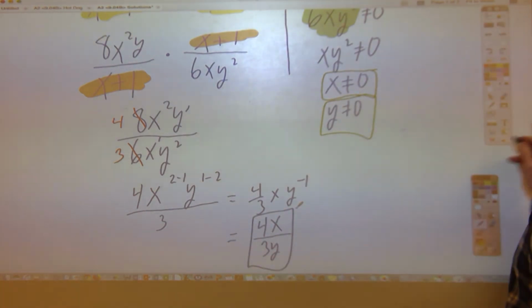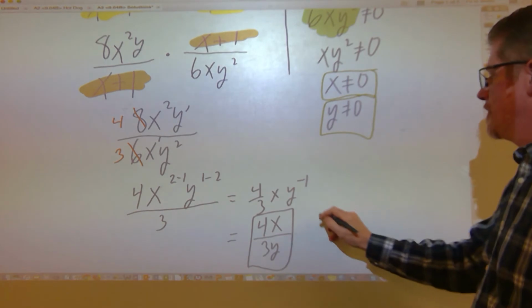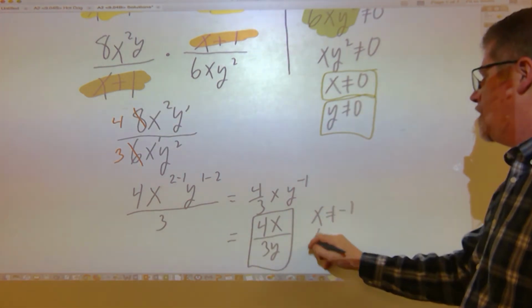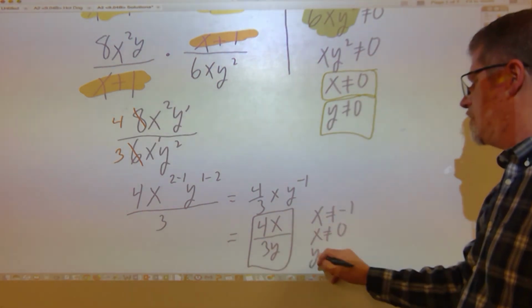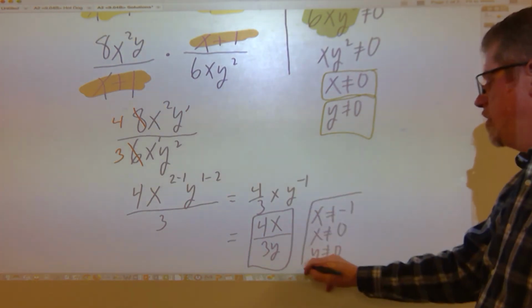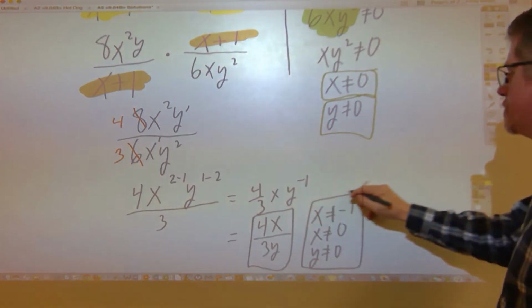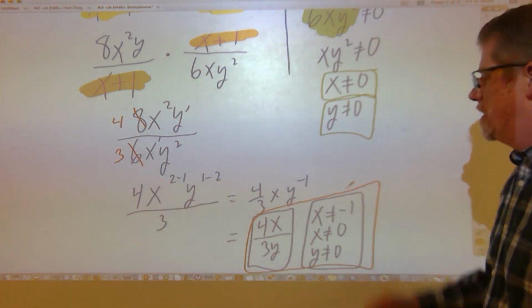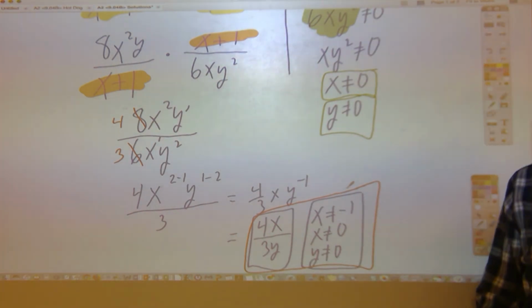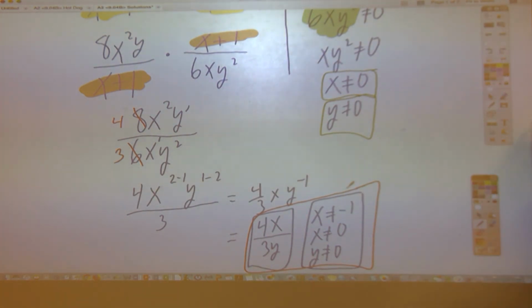That's the answer. The restrictions should be listed right next to it. x cannot equal negative 1, x cannot equal 0, and y does not equal 0. We have the simplified form and the restrictions, so it's really a lot like the homework that you did for today. It's just that first move that's different.